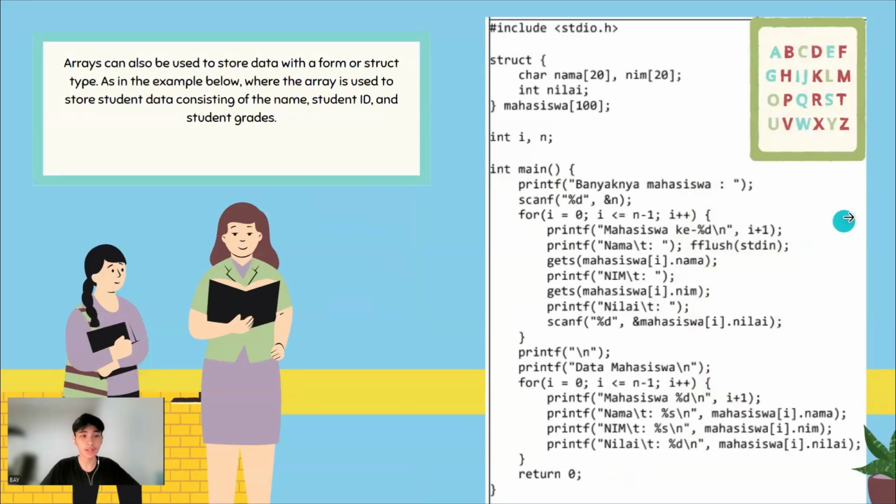Next, an array can also be used to store data with a struct type, as in the example below, where the array is used to store student data consisting of the name, student ID, and student grade. Here we have an array named mahasiswa, and it has 100 columns of struct data. It means I can store data for about 100 students, with their name, student ID, and student grade.